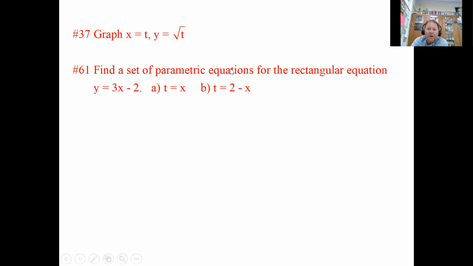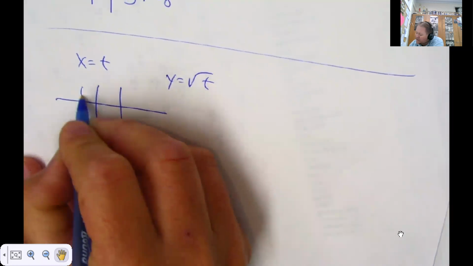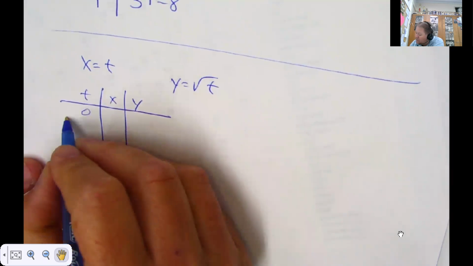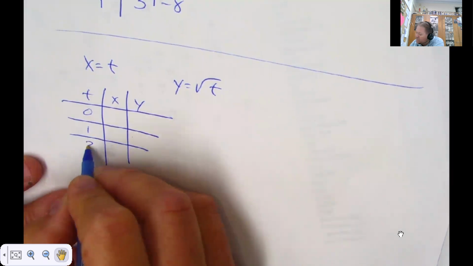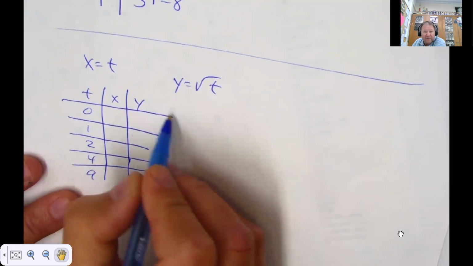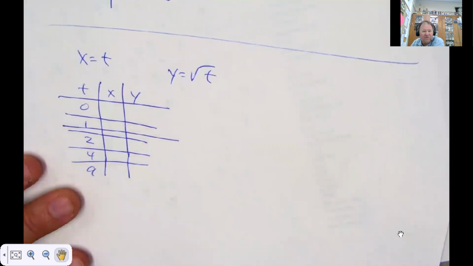Anyway, here we go. All right, so I almost started to make the table without switching over share. There we go. So again, what I'm going to do is make a table like this with t, x, and y, and we're going to say when t is 0, when t is 1, when t is 2, when t is 4, and when t is 9. I'm going to skip some because I know I'm going to be taking the square root here. In fact, let's get rid of that one and just graph those other points, okay?